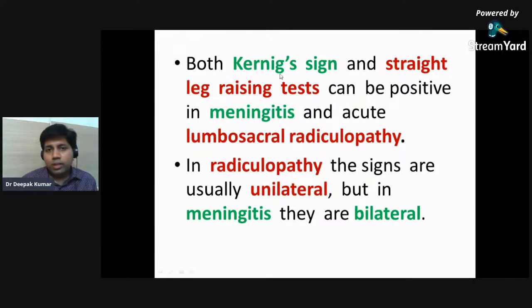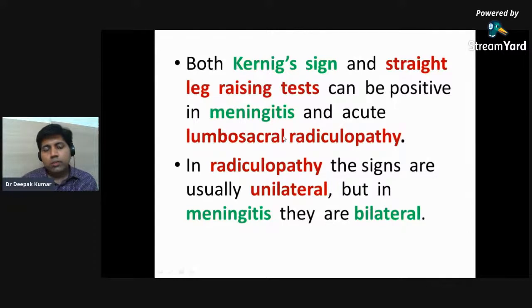Here, in relation to this topic, both Kernig's sign and the straight leg raising test can be positive, and the patient can have meningitis and lumbosacral radiculopathy. Two diagnoses are possible, and this happens. When the meninges are inflamed thoroughly, the meninges in the lumbar region are also irritated and inflamed. They may irritate the nerves, giving a positive straight leg raising test. Many times this is not a problem because most patients with meningitis have altered sensorium or another clinical picture, so you will not suspect it as only leg pain. But there are chances of a patient having meningitis while fully conscious and oriented. That is possible. Again, the video that I suggested will clear some things about that for you.